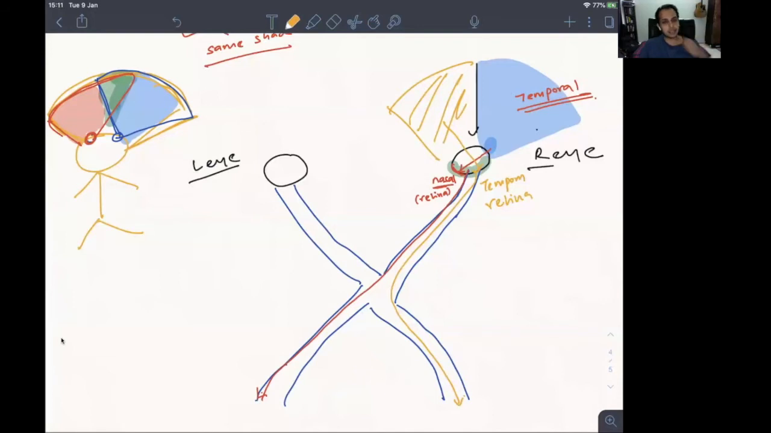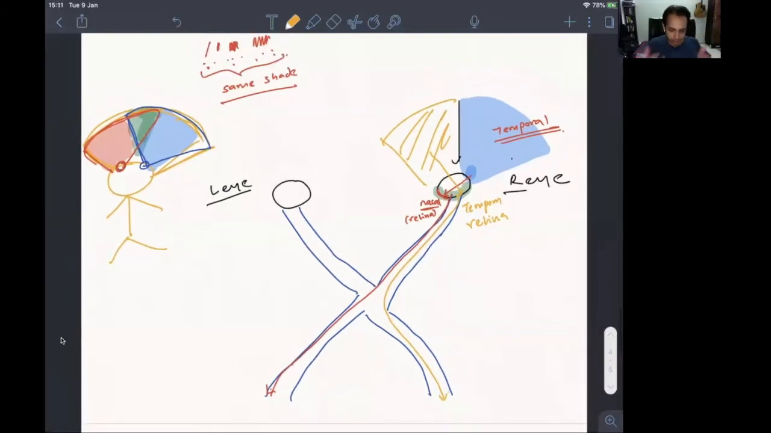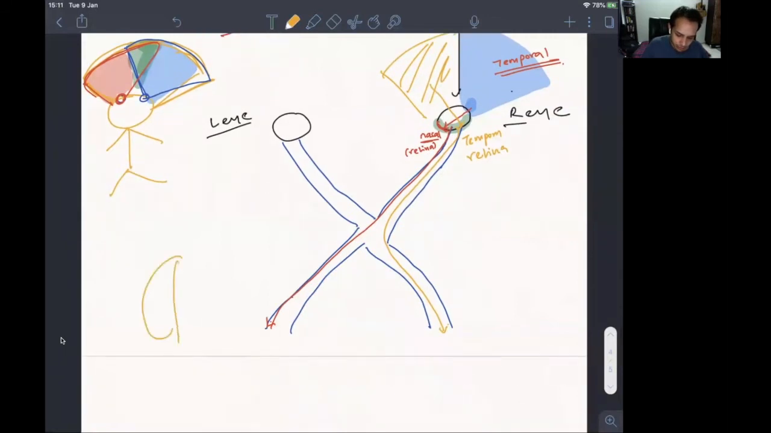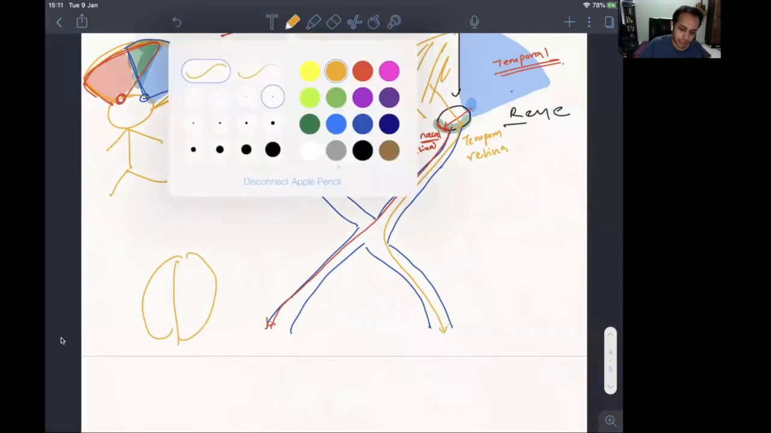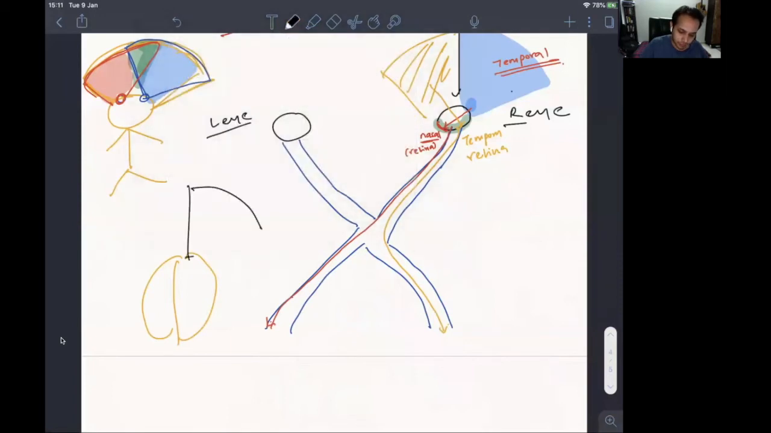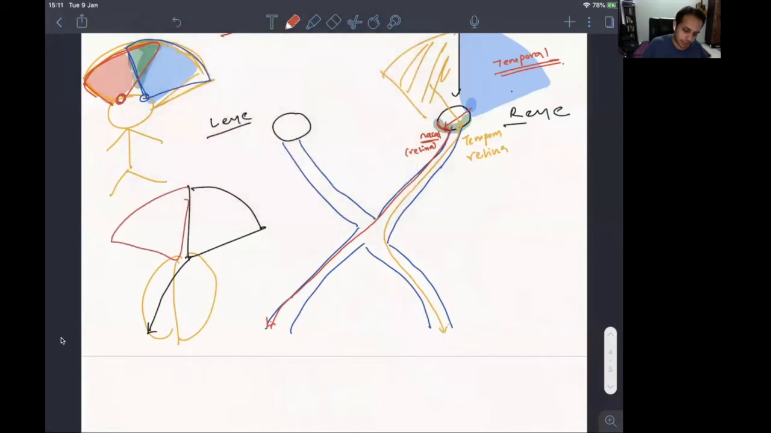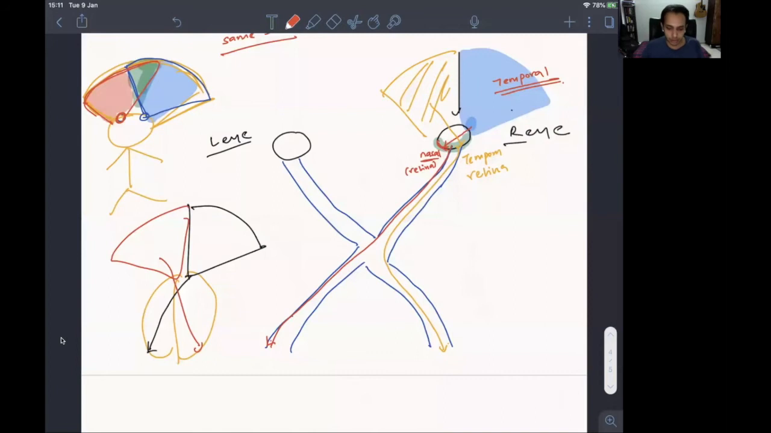The reason for this is that the brain wants to know everything that is happening on the right side of the field. It wants it to go to the left side of the brain, and whatever is happening on the left side of the field, it wants it to go to the right side of the brain. So this is the basic concept, and that is why there is a crossover.